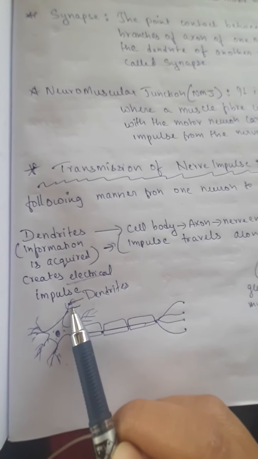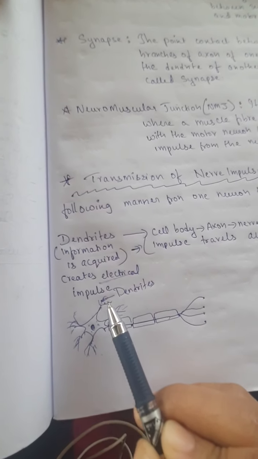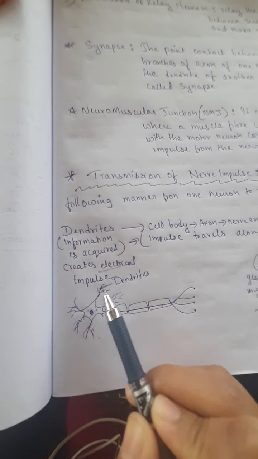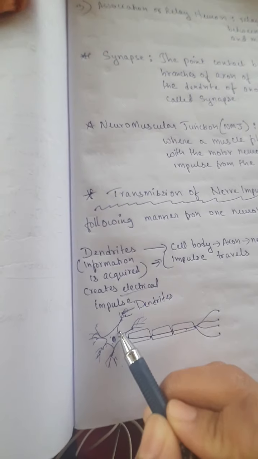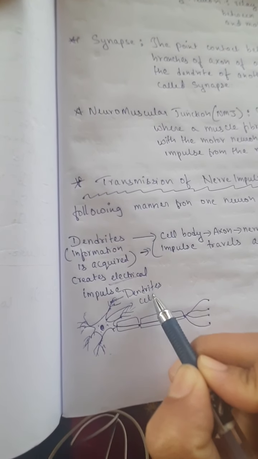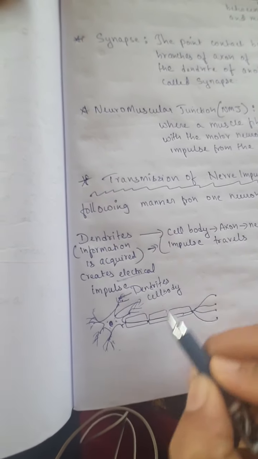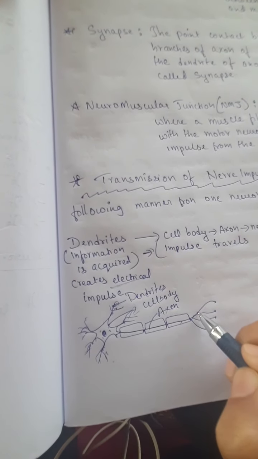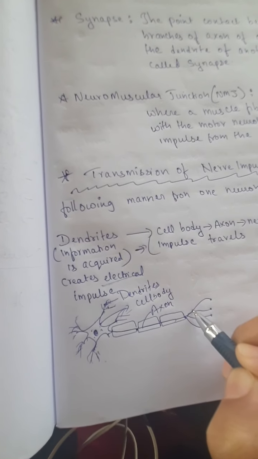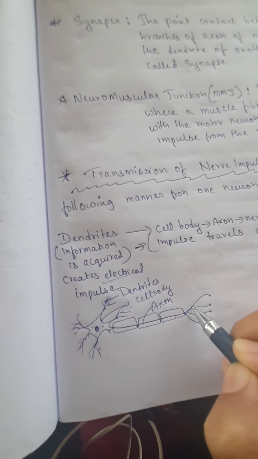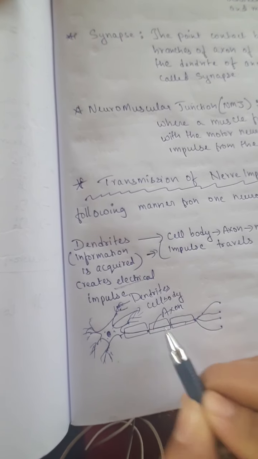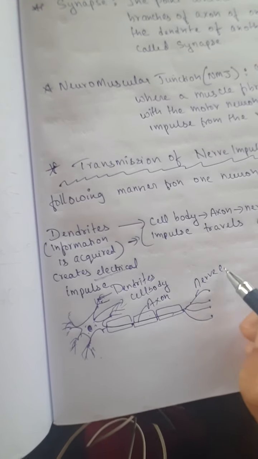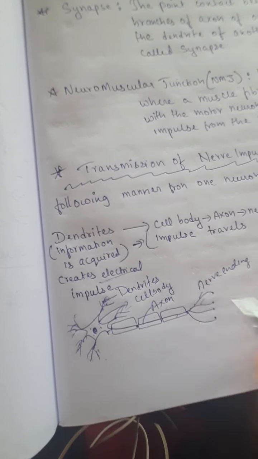Information is acquired here. As soon as the information is acquired by the dendrites, it is changed into nerve impulse, electrical impulse, and it travels through the cell body, axon, and up to here, till the nerve ending, from dendrite, axon. These are the nerve endings.